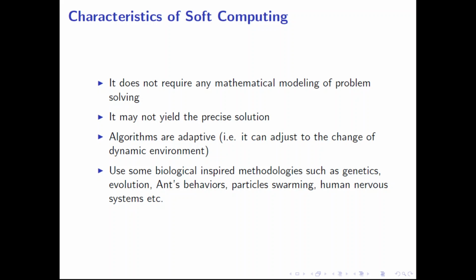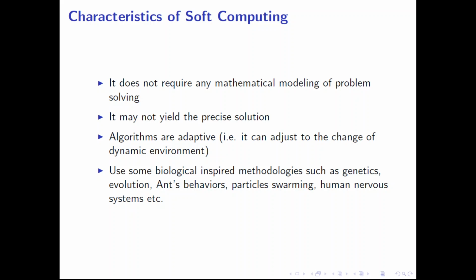So they are basically inspired from genetic evolution, ants' behavior, particle swarming, the human nervous system. Some of the algorithms which we use for soft computing are called particle swarm optimization algorithm and artificial neural networks. All these are algorithms which come under soft computing. Soft computing is applied to those classes of problems for which there is no precise solution, and these algorithms should be adaptive with respect to the environment.